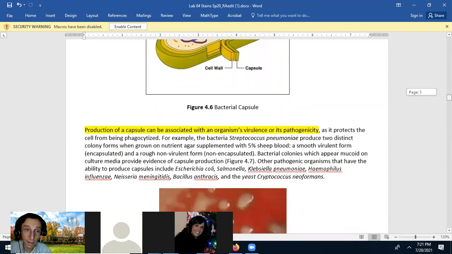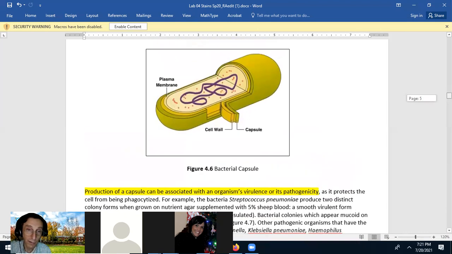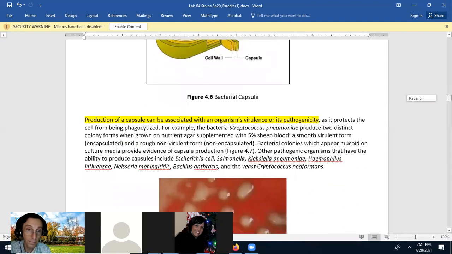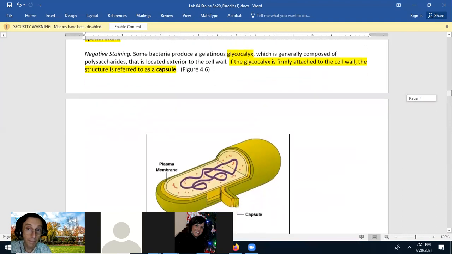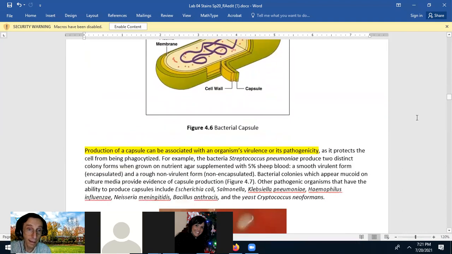And then there's the endospores or some other special structure. You can use a special stain to see the special structure of the cell. Okay, capsules are important because they can add to an organism's virulence. So generally speaking, bacteria that can infect us are more virulent if they produce a capsule.